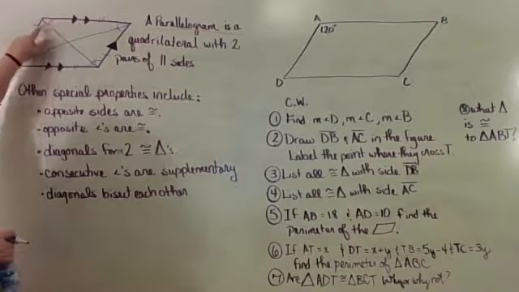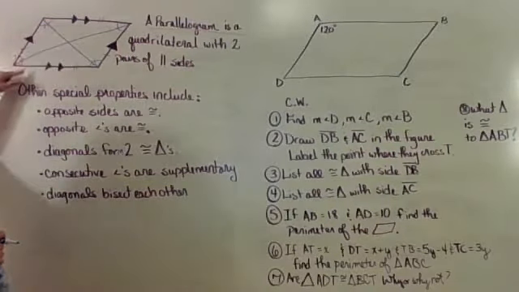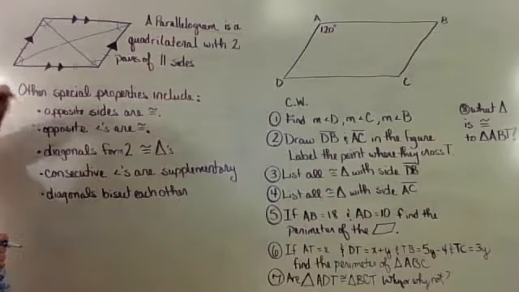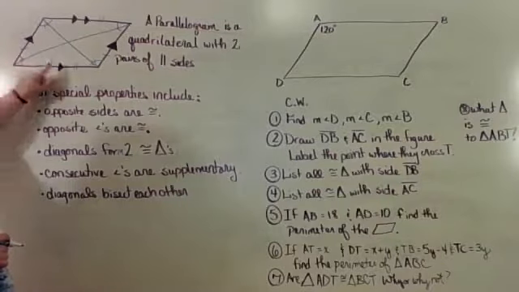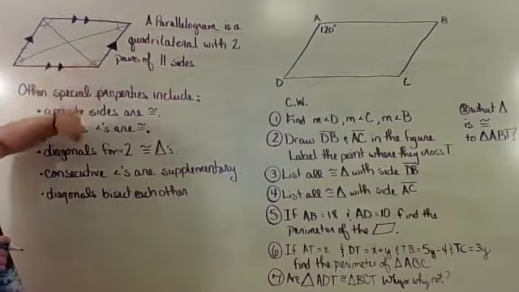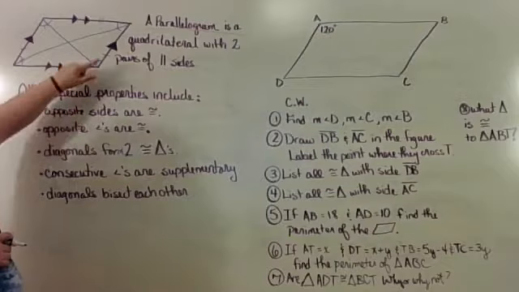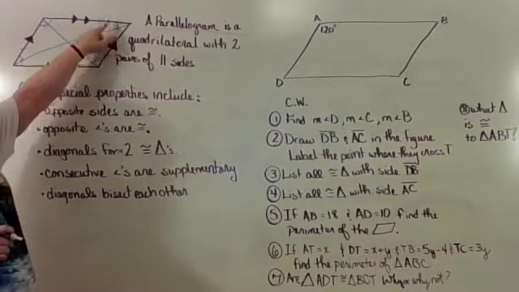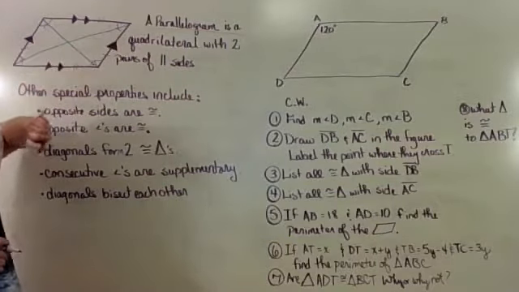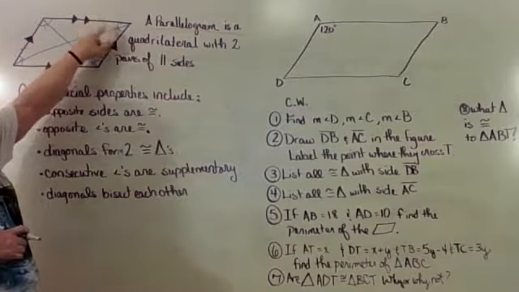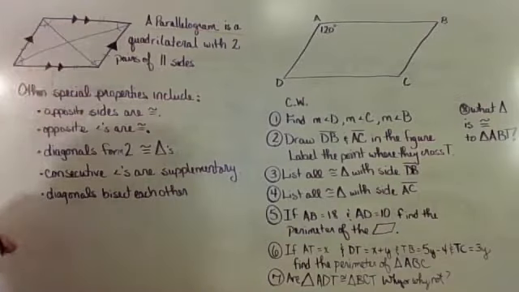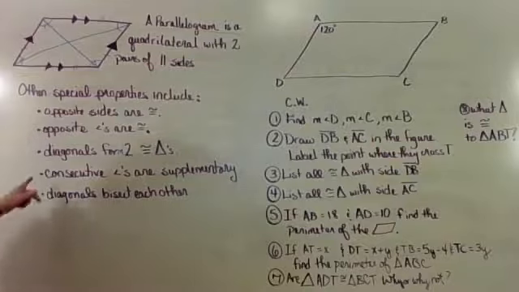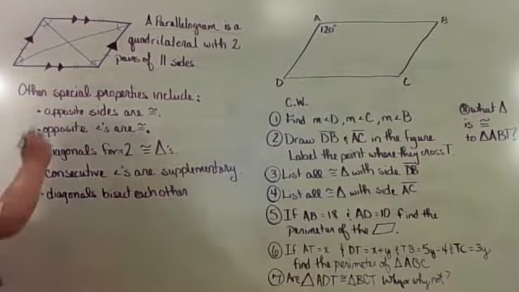So this whole angle plus that whole angle has to equal 180. And this whole angle plus that whole angle has to equal 180. Consecutive angles are supplementary. And diagonals bisect each other.